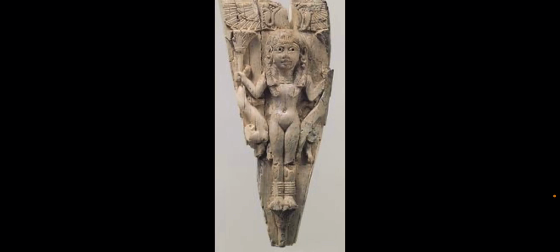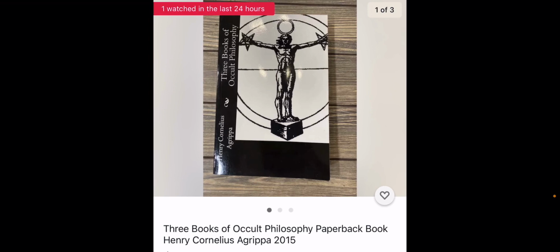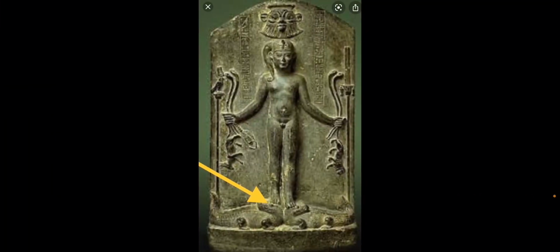We've been looking at this ancient squatter man in the sky and the identifying markers, such as being flanked by the two, or holding the two, and treading on the beast.